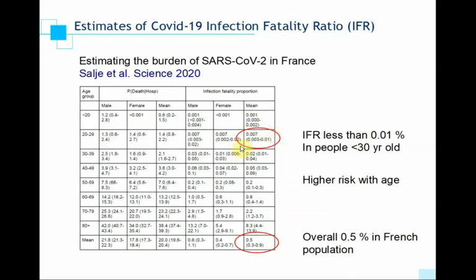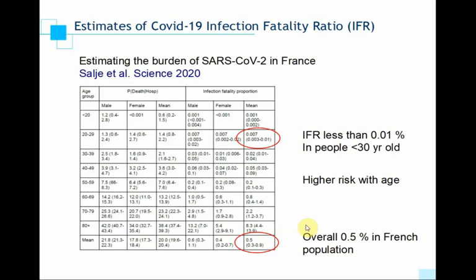age range. Basically, for everybody younger than 30, the infection fatality ratio in France was calculated to be less than 0.01%. So if the whole of the University of Nantes students got infected, we might have like 3 people die of this. So it's not very much really. Then, just like we saw for the SARS coronavirus 1, you have a higher risk with age. And then finally, this is the overall infection fatality ratio for the whole population of France.